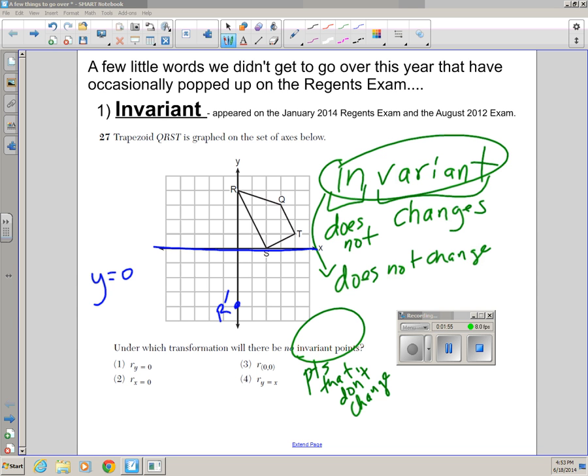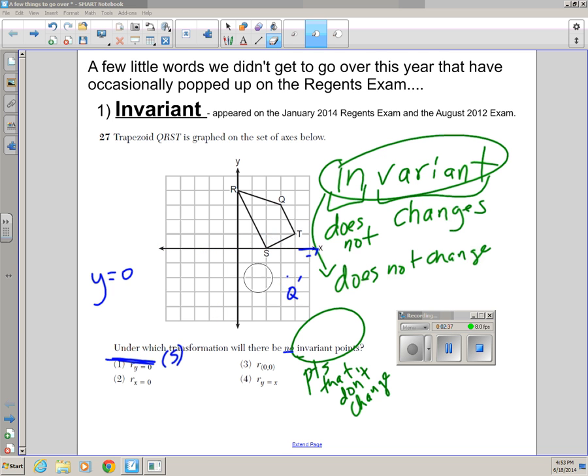So here's R prime. S is on the x-axis, so S prime won't change. Q is at (3, 3), so that'll become (3, negative 3) if we flip it over. And T prime is here, so that'll go there. And here is my new quadrilateral. As you can see, S did not move. So S was invariant. It didn't change. So this transformation has an invariant point, so this choice is gone. I want no invariant points.